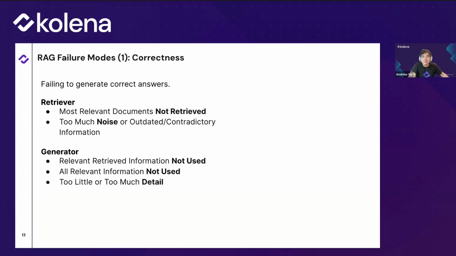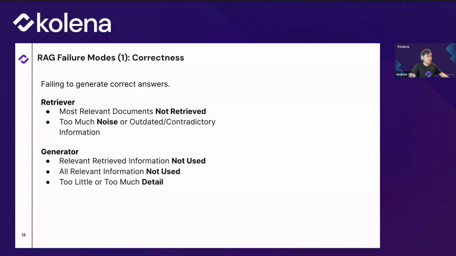Because this RAG system is a combination of a retriever and a generator, that failure can come from the retriever side: if I'm not passing the generator the right context, if I'm not retrieving the most relevant documents, if there's a lot of noise or contradictory information in the documents I retrieve, or if my chunking is poor and the relevant piece of information is lost within a giant chunk. Those are all failure modes for the retriever side of things.